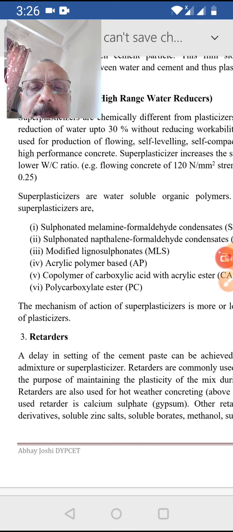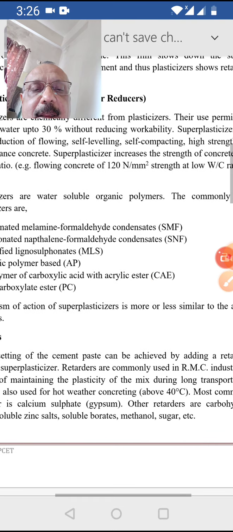Third admixture is retarder. A delay in setting of cement is sometimes essential in order to prolong the setting action, and for this purpose retarders, that is retarding admixtures, are commonly used for maintaining the plasticity of the mix during the long hauls. Particularly in the RMC industry, it is very essential. Also in hot weather concrete, that is above 40 degrees centigrade.